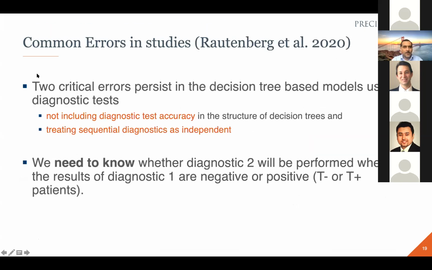When we talk about using a diagnostic test in a decision tree, there are two common mistakes that have been observed. Again, I have not browsed the very good literature, but I'm using some of the studies that I have found, one of which is this one. This is a recent study, by the way, from 2020. One of the things is that many of the studies that use testing have one main important thing.